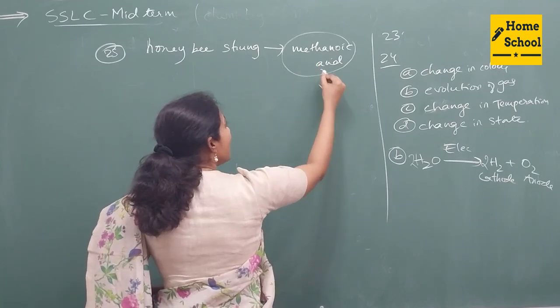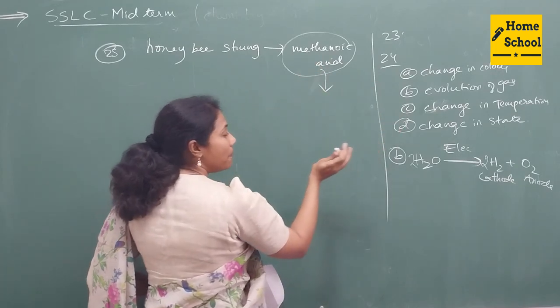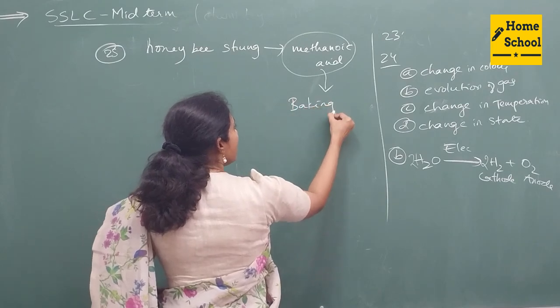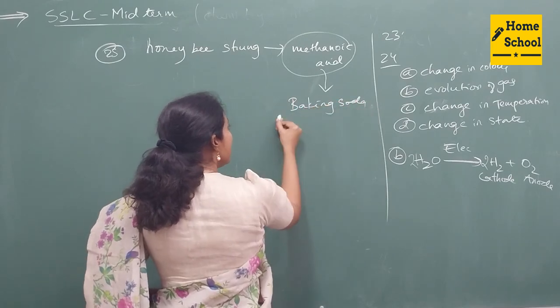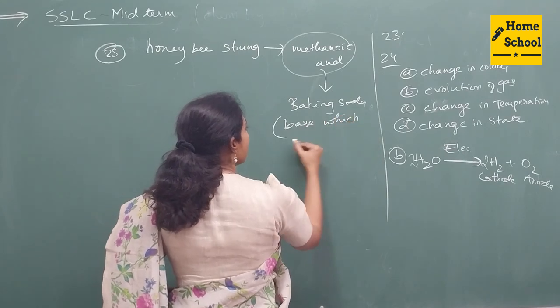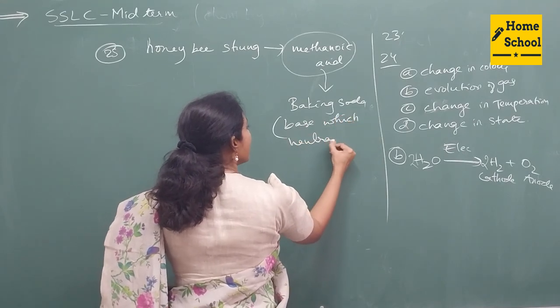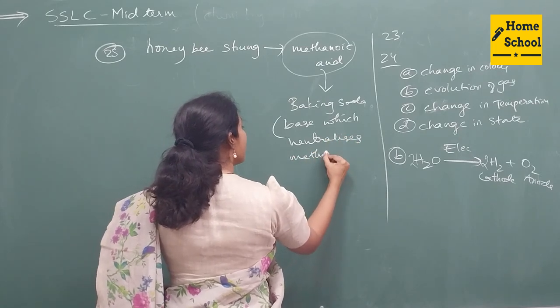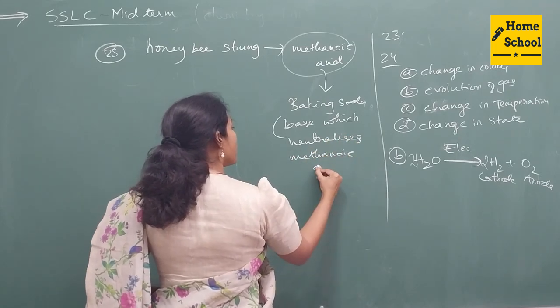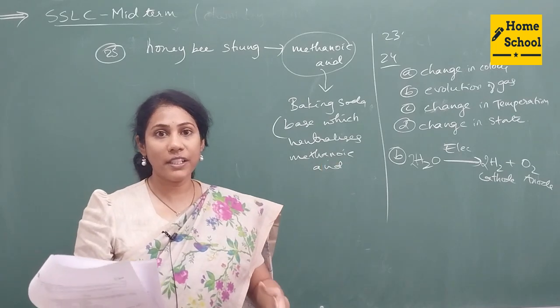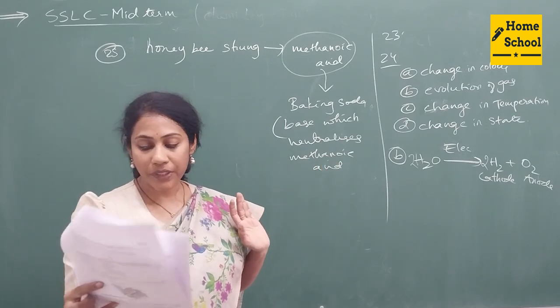So to neutralize this acid and decrease the effect, how do you neutralize? By applying a paste of a base. Which base will you apply? Baking soda. Baking soda is a base which neutralizes methanoic acid. That's it. This is the answer. It neutralizes methanoic acid, so that the pain gets reduced and you feel relief.